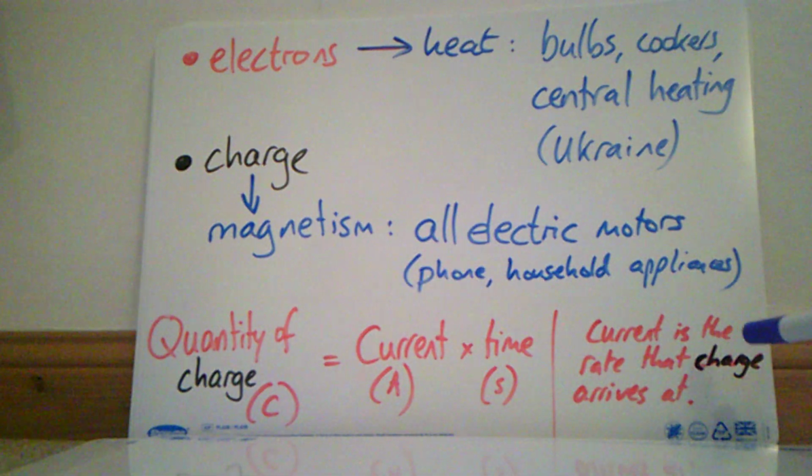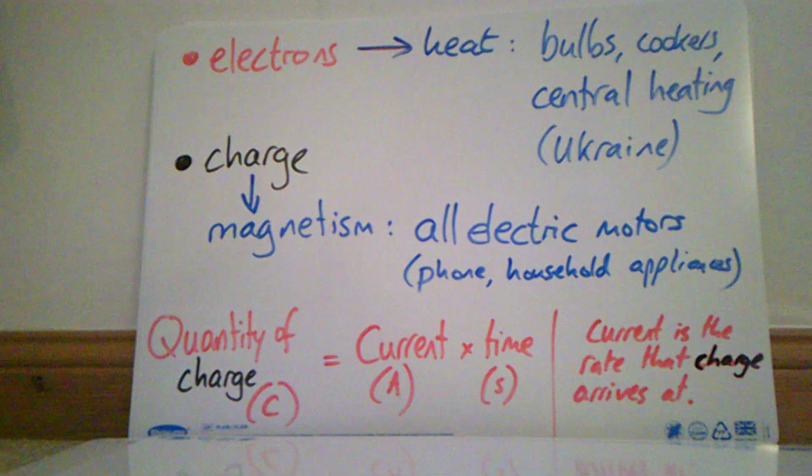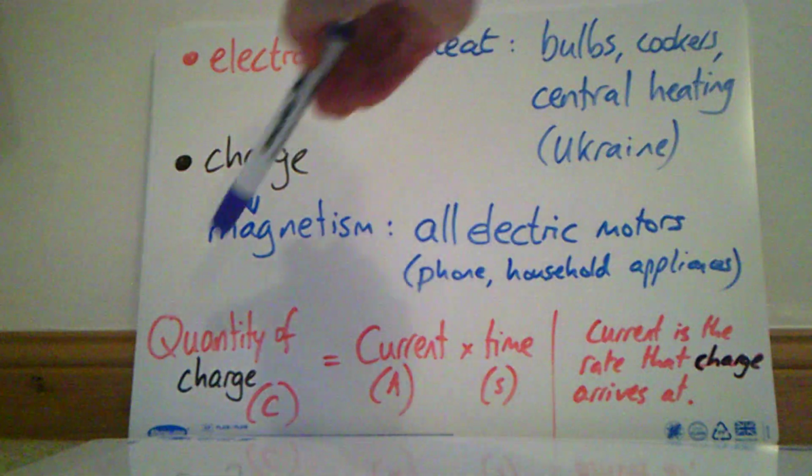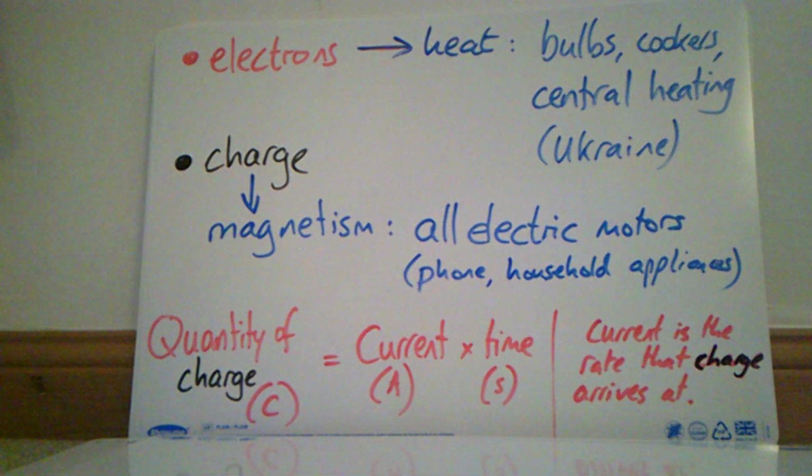So current is the rate that charge arrives. It's a bit like charge is the quantity of water. The current is like the flow rate of a river. So if you've got a massive container you want to fill up with water by putting it in a river, the amount of water in your container is the current of the river times the time. Maybe it helps, maybe it doesn't.